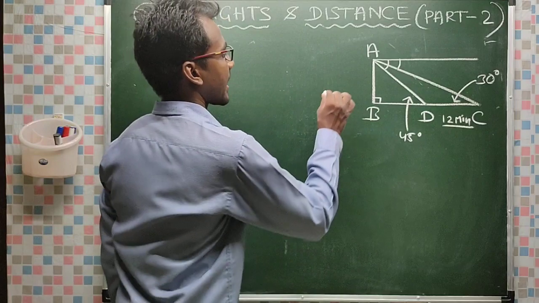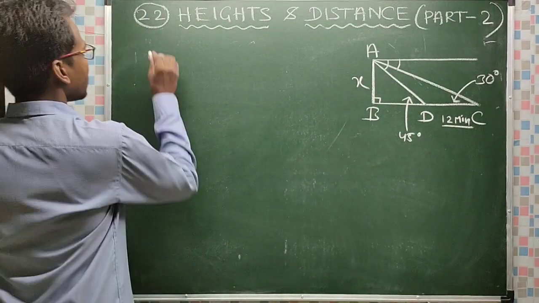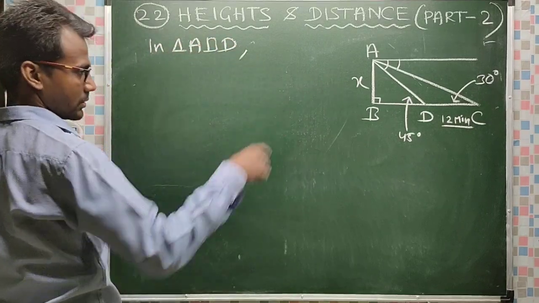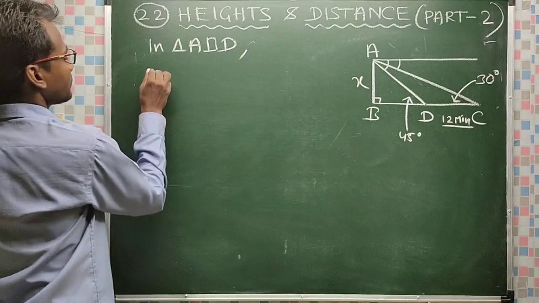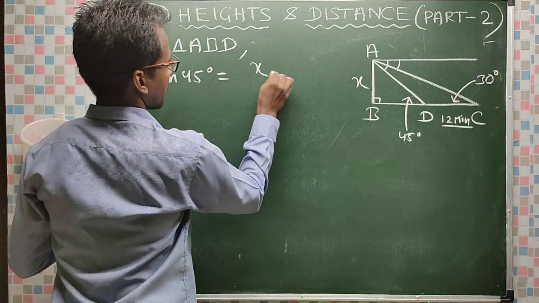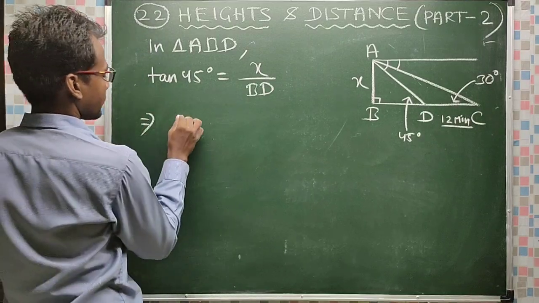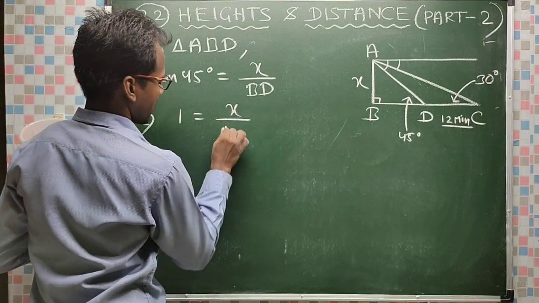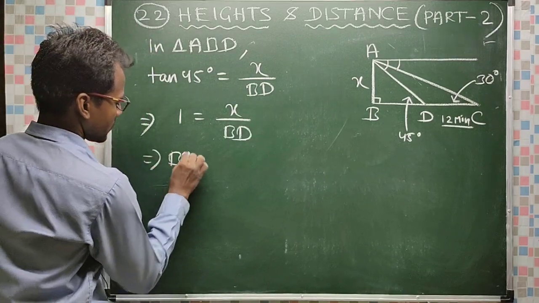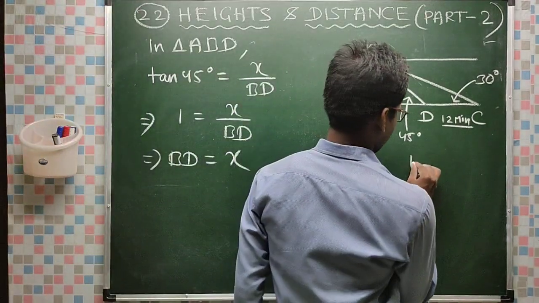Let the height of the tower be x. There are two right triangles. In triangle ABD, look at the small triangle ABD. Angle is 45 degree. Tan 45 degree is equal to x by BD. Tan 45 is 1, so BD is equal to x. So BD is x.